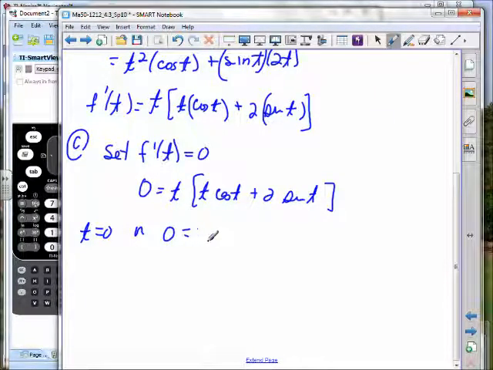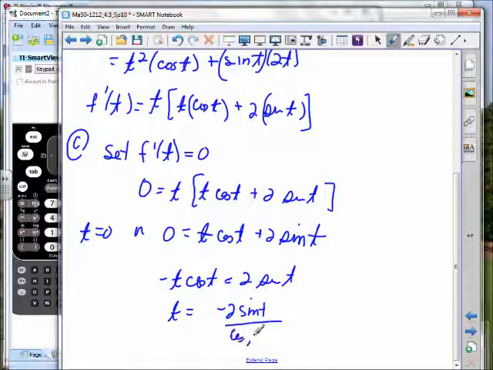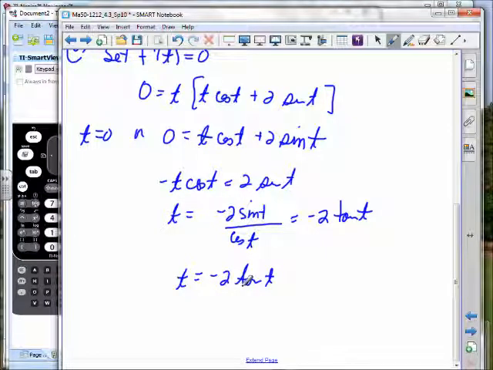Well, we'd have to say t cosine t plus 2 sine t equals 0. And we'd have to then do some simplifying of this. So we'd have negative t cosine t equals 2 sine t. So t would be negative 2 sine t divided by cosine t. What do you know about sine t divided by cosine t? Okay, so now our critical number is where t has the same value as negative 2 tangent t. How are you going to find that?